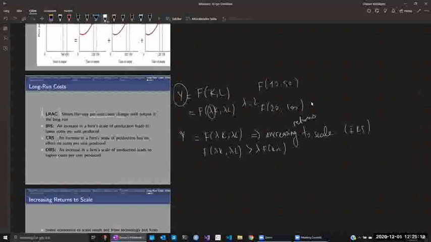The second thing is that our production costs in the long run may not be affected by the scale of production. Then in this case, we have constant returns to scale, which also means that if I increase the scale of production by lambda, then it is exactly equal to the increase in the production level. And the last case, we might have decreasing returns to scale.